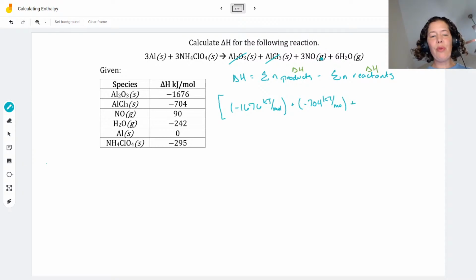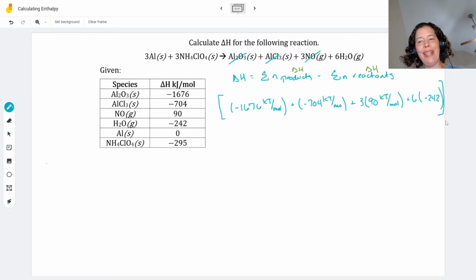Now I have 3 NO. Again, here it is right here. And don't forget this multiplier of 3. That's your stoichiometric coefficient. So this is going to be 3 times our 90. Again, kilojoules per mole. That one's taken care of. And then I have 6 waters. And again, I'm given water here. So 6 times, oh, I'm going to have to squeeze this. Okay. Negative 242. And you know that's kilojoules per mole. I can't quite fit it. All right. So that is just my products.